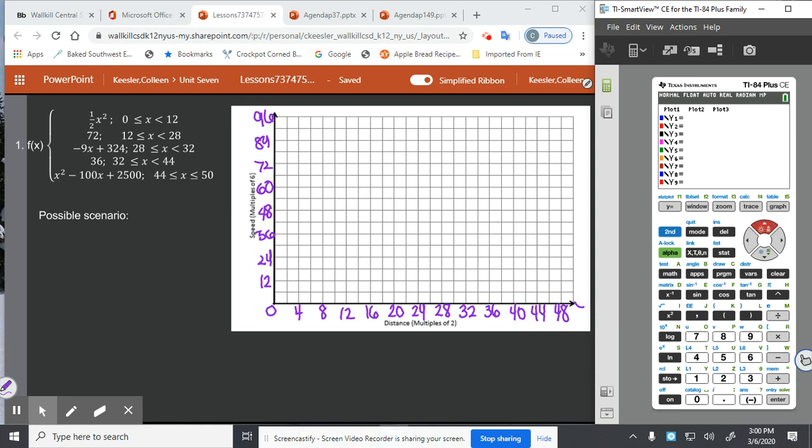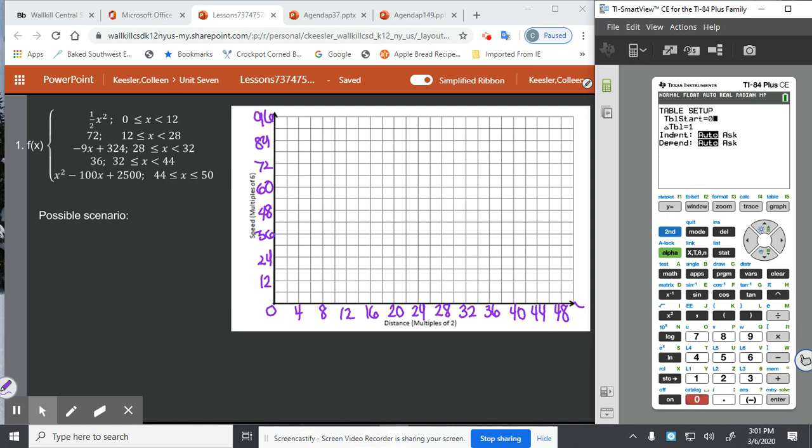So we have 1/2 x squared, which is quadratic because of the x squared term, 72, which is going to be a horizontal line at y equals 72, and then negative 9x plus 324, which is linear because it's in y equals mx plus b form, 36, which will be a horizontal line at 36, and x squared minus 100x plus 2500, which is again a quadratic function. We pull up the tables and we can see all the lines we have to graph.